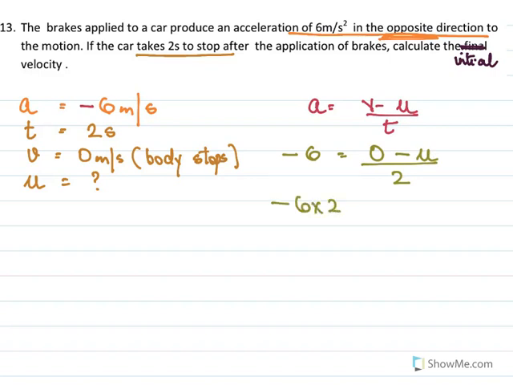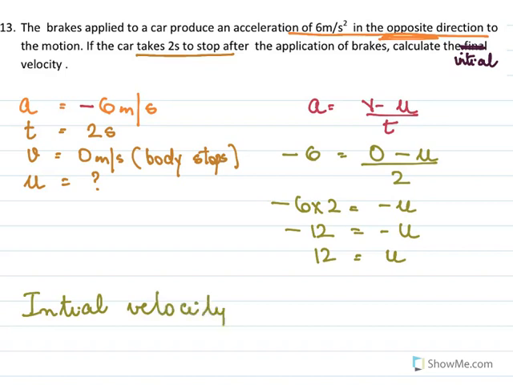So minus 6 into 2 equal to minus u. Minus 12 equal to minus u. So 12 equal to u. And u is initial velocity. Initial velocity equal to 12 meter per second.